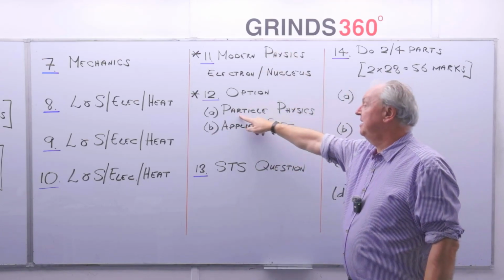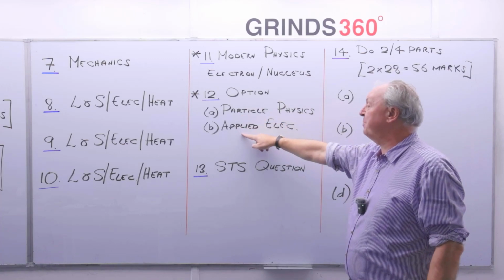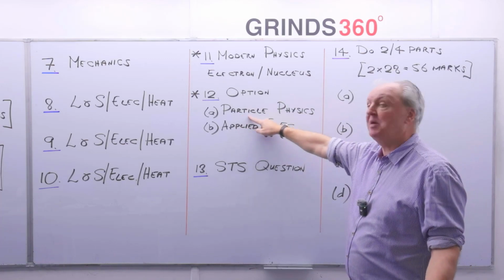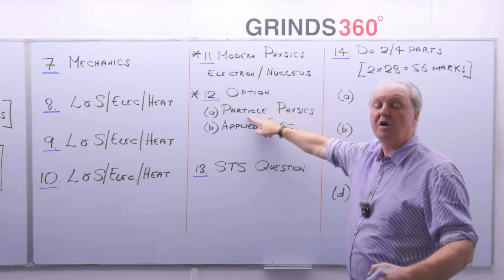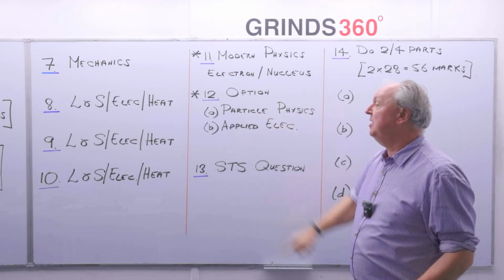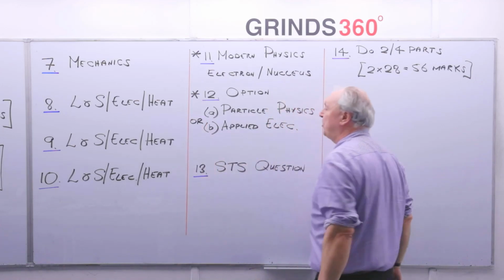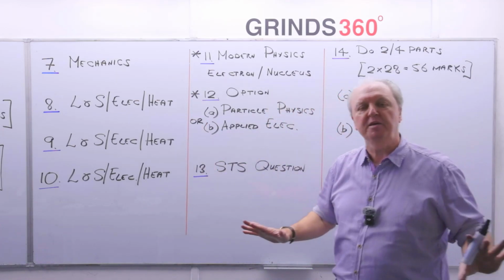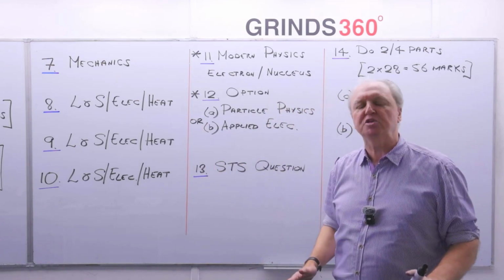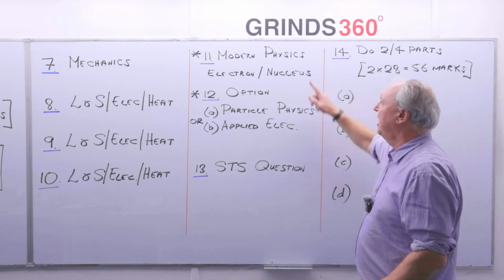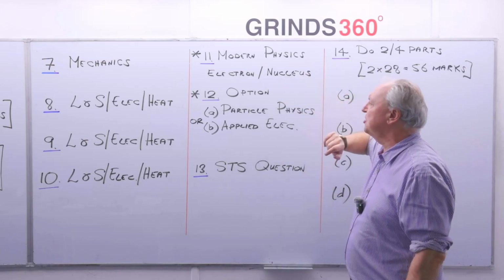Part A is particle physics. Part B is applied electricity. I think 95% of the country now do particle physics, all about the quarks and the muons and so on. You do one or the other. It's A or B. They're both 56 mark questions. Usually, sometimes they go into a half question, sometimes they go into the STS question, but that's usually where it is. I would do those 2 questions there.